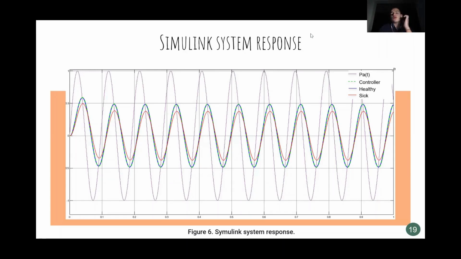Now I'll be telling you about our Simulink system response. First of all, the purple one is the input in our system, and the blue one is the healthy patient, which clearly has a lower amplitude than the input, and the sick patient has an even lower amplitude. Now we can see that the controller is looped in our healthy patient. This is a good signal because clearly our controller was a good choice, along with the values we used.